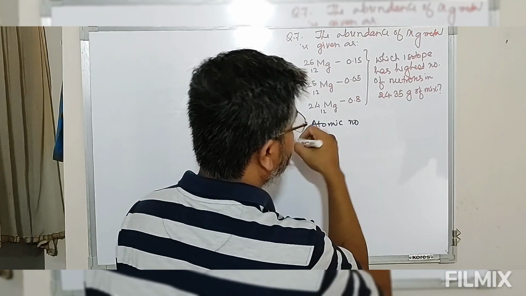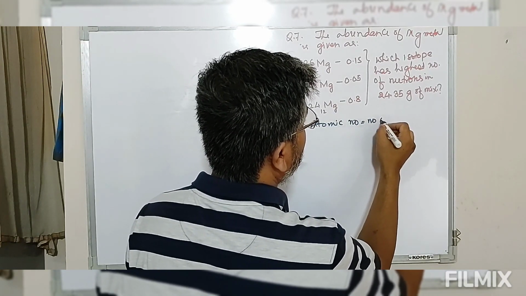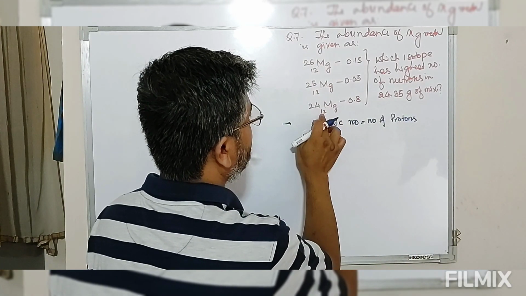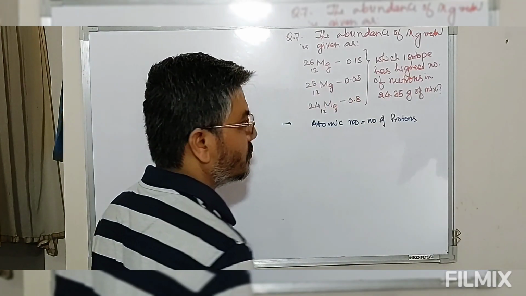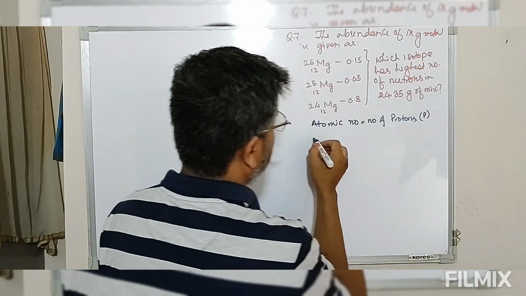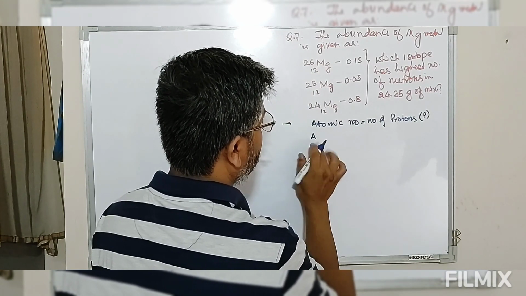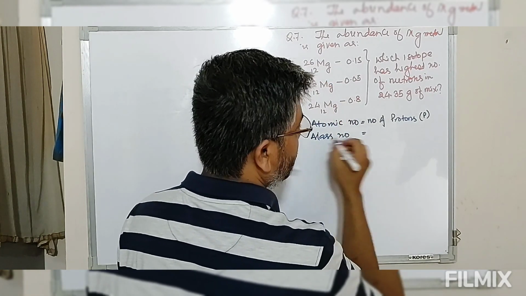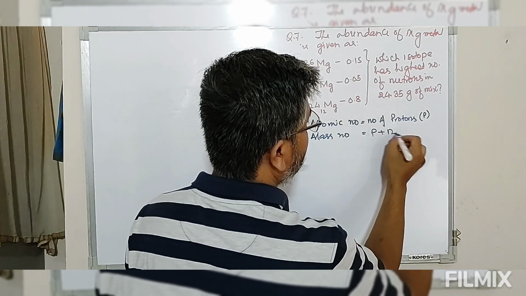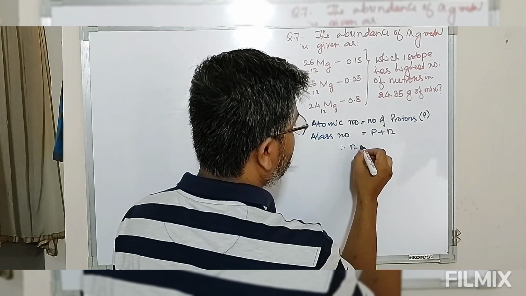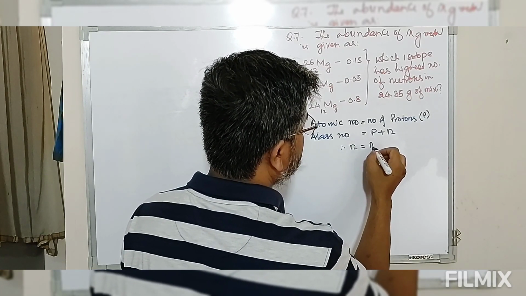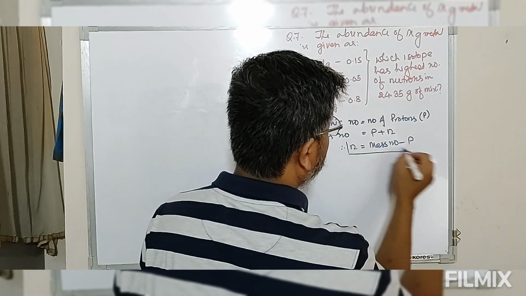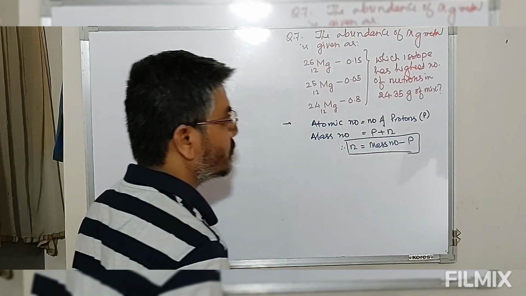Atomic number of a neutral atom is equal to the number of protons. So this is the atomic number, which is equal to the number of protons, P. Then the mass number: mass number is equal to the number of protons plus the number of neutrons. Therefore, the number of neutrons is equal to the mass number minus the number of protons. So we will find the number of neutrons.